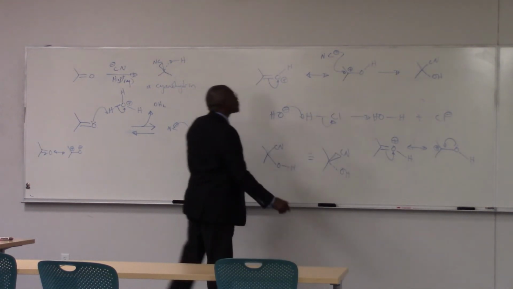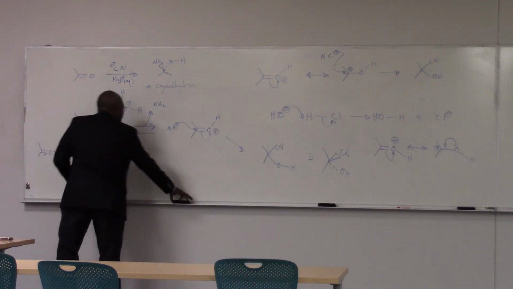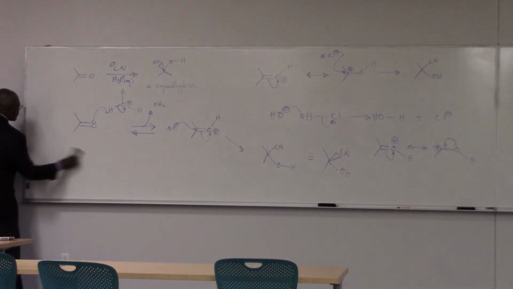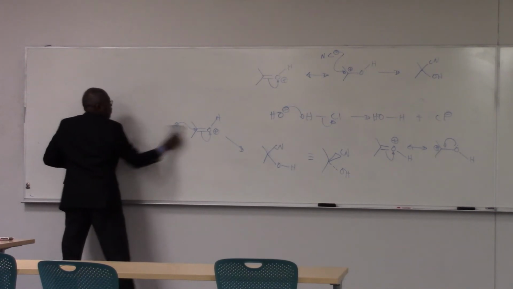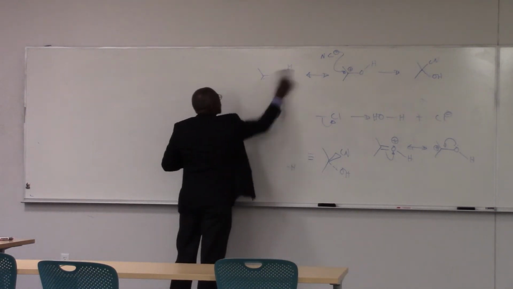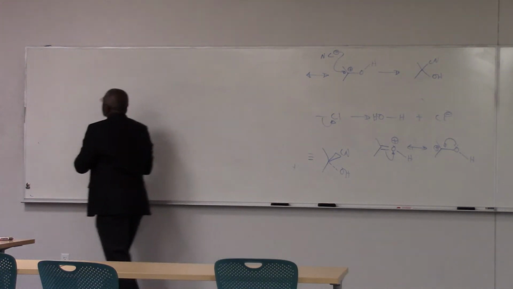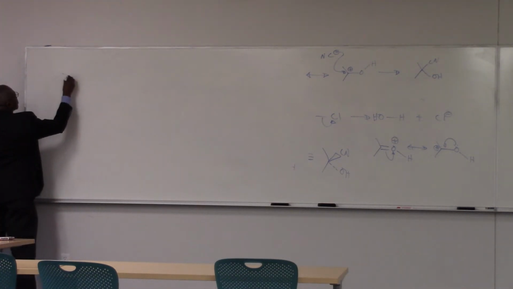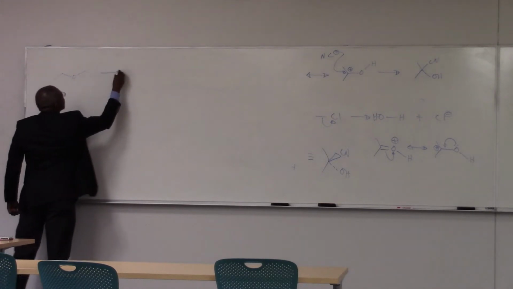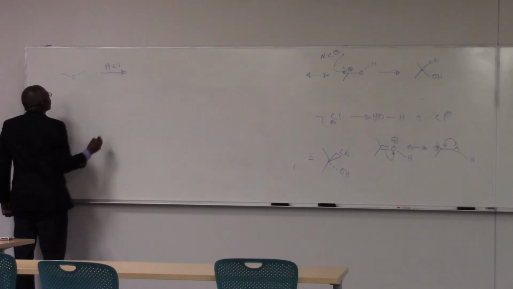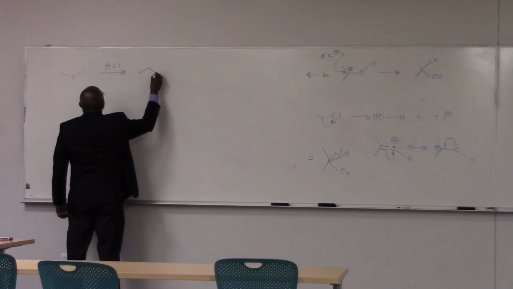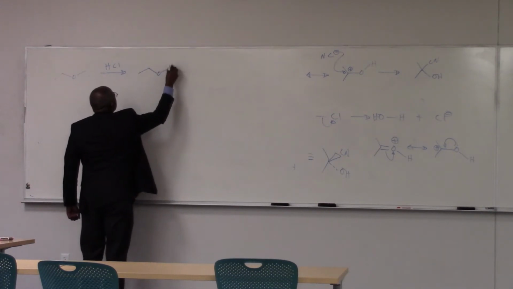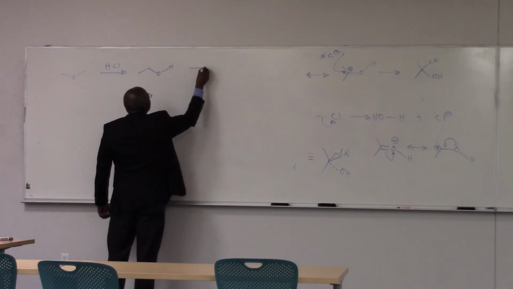Okay? Let's do another one. Let's look at the reaction between this species and HCl, which gives as the products, let's say I get ethanol among my products and chloromethane.